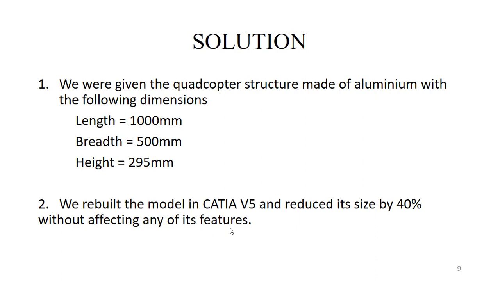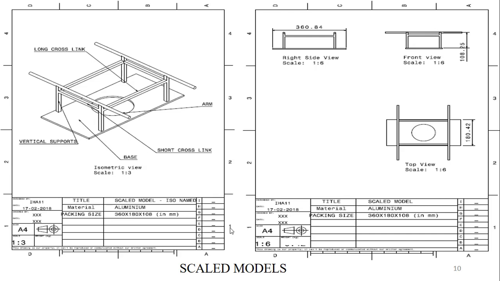In this solution, we are going to deal with the dimensions. We reduce the packing size in CATIA V5 without affecting any features. We use a scaling tool to do the packing size reduction. In the next slide, we will see that we have structurally analyzed it to make sure there is no drop in performance. This is the scale model. We can see the dimensions over here, 360 by 180 by 108.